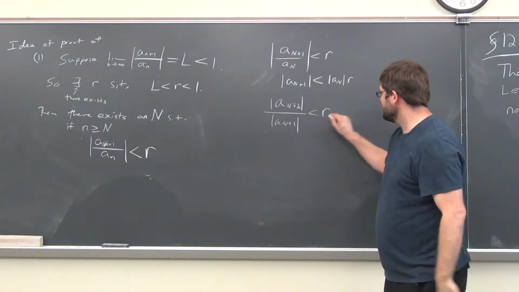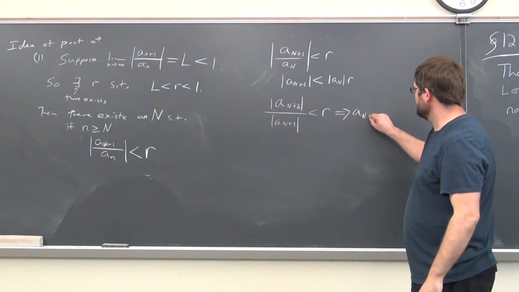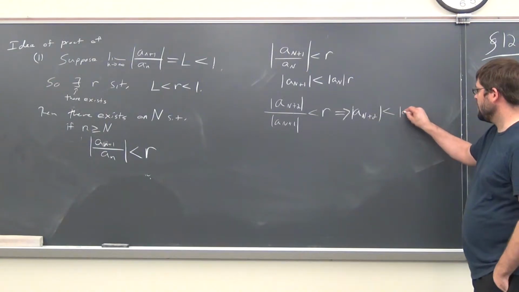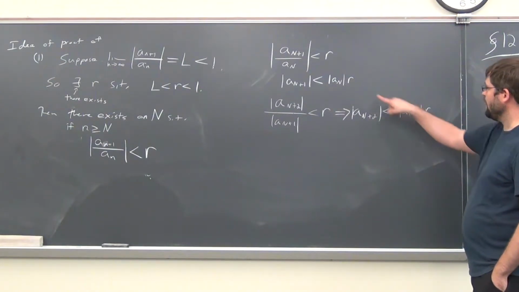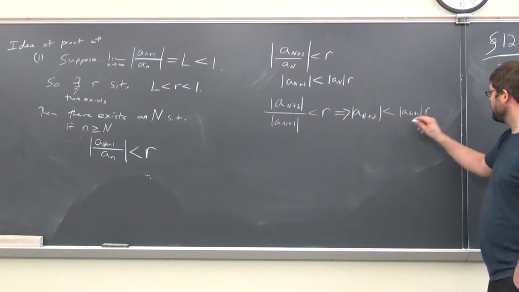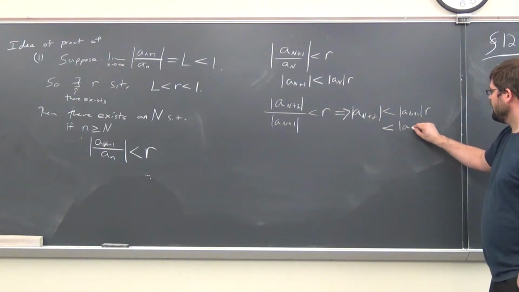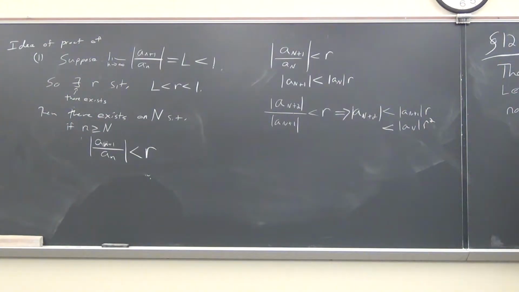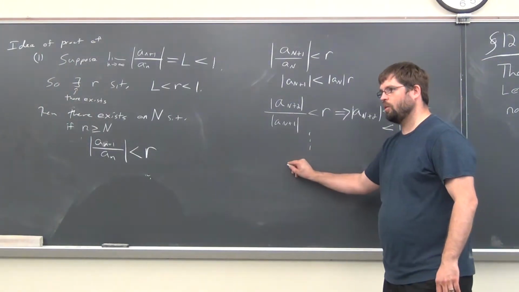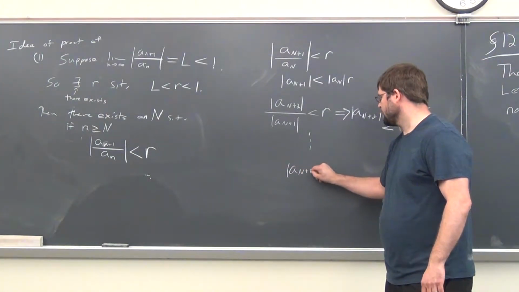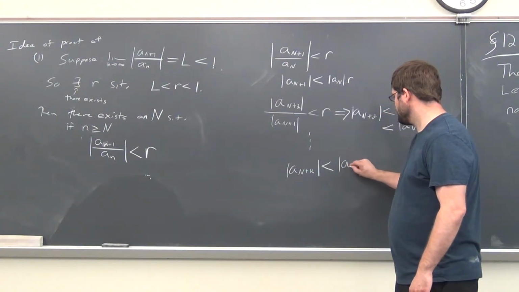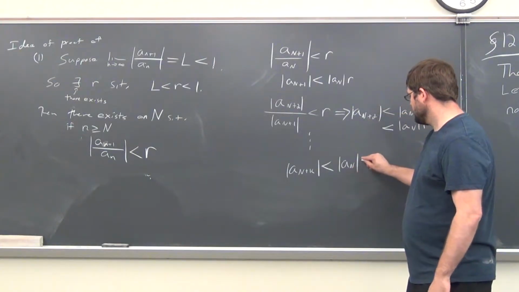But then that becomes a sub n plus 2 is less than a sub n plus 1 times r, but a sub n plus 1 was already less than that, and so this whole thing is less than a sub n r squared. Does that make sense? And again, I won't go through the details, and I don't want you to worry about the details, but you can just show that in general, a sub n plus k is less than a capital N times r to the k.